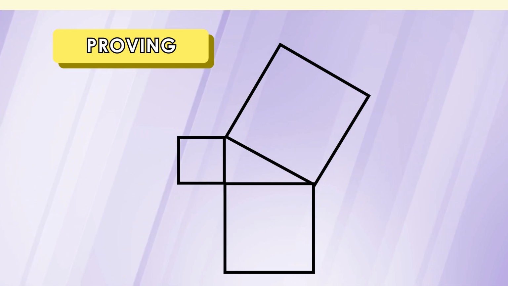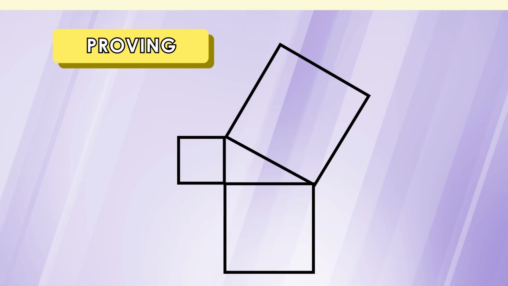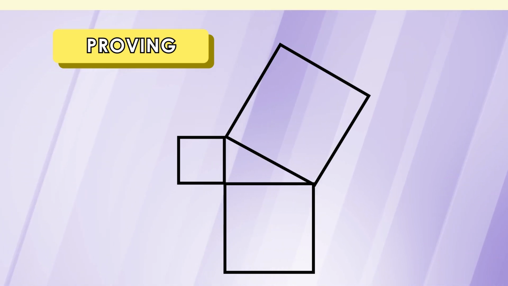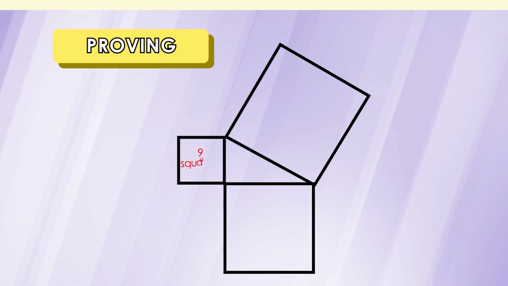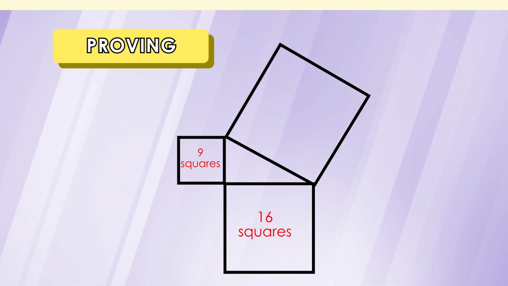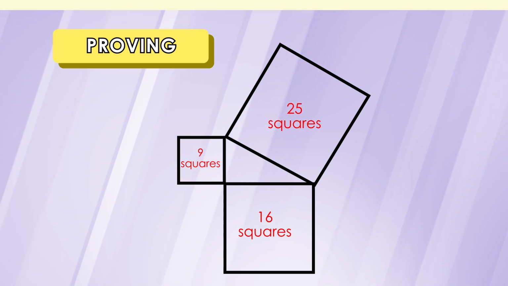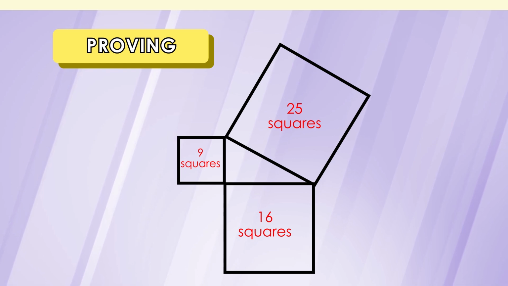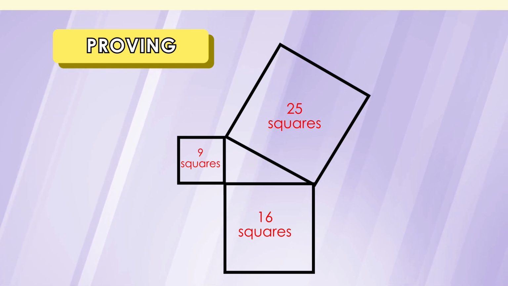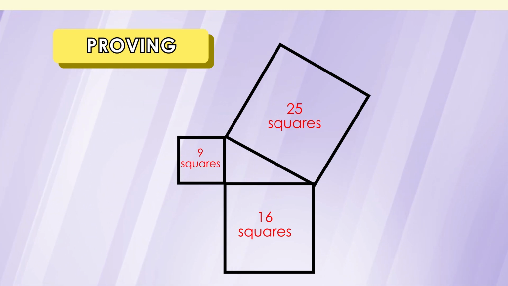Now, here's where we start proving the Pythagoras Theorem. Count the number of small squares used in each side. We find out that there are 9 squares, 16 squares, and finally 25 squares. Each of these squares is considered as the area. How do we get the area of a square? Indeed, it is length times width.